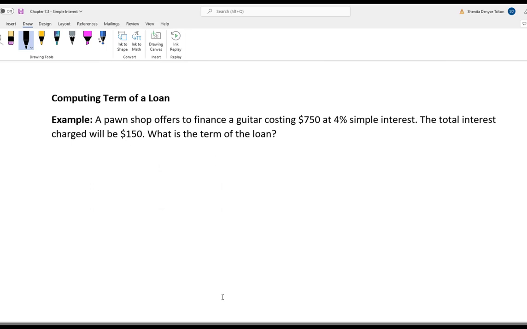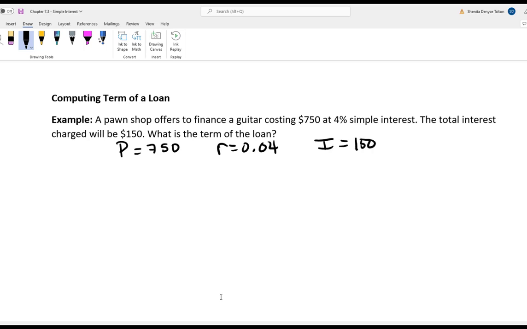The last part we're going to do is calculating the term of the loan. So this time we're going to calculate T. A pawn shop offers to finance a guitar costing $750 at 4% simple interest. The total interest charge will be $150. What is the term of the loan? So let's go ahead and write out what we have. They told you that you're going to finance this guitar and the guitar is $750. You're going to do it at a simple interest rate of 0.04. They told you the total interest charge is $150. We want to figure out what's the term of the loan. We're trying to figure out T.